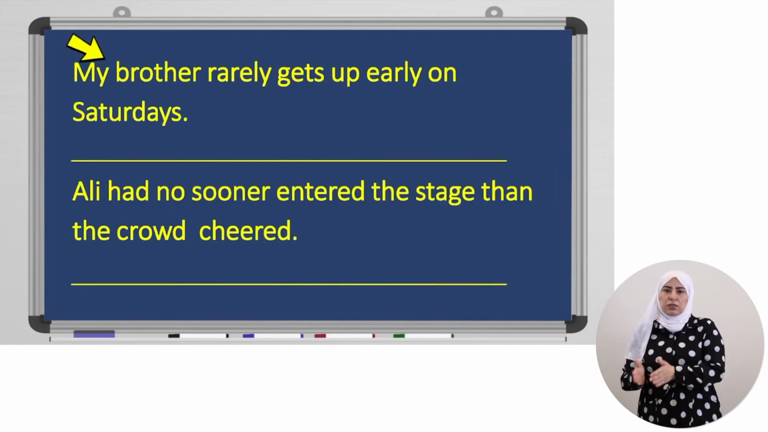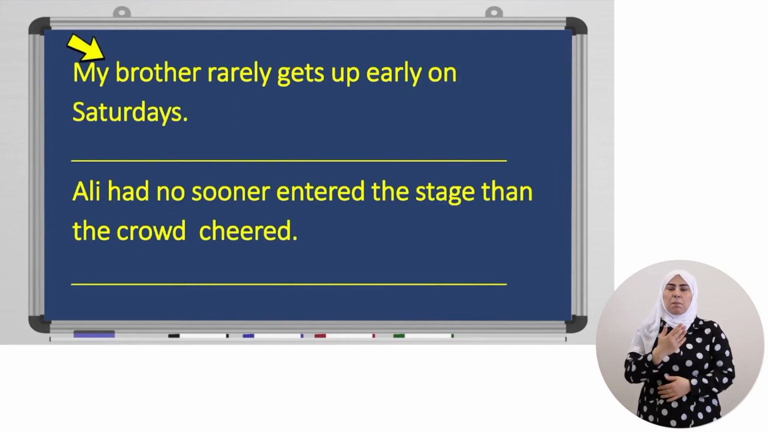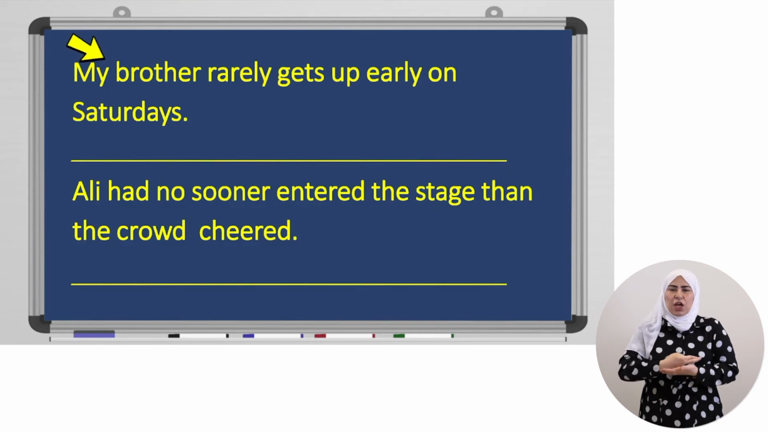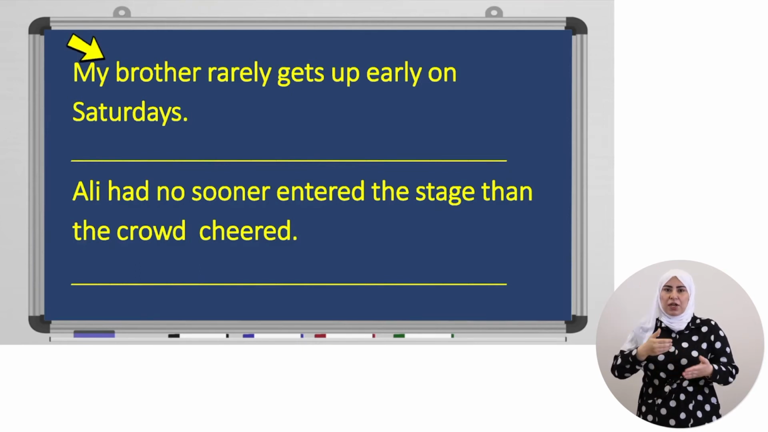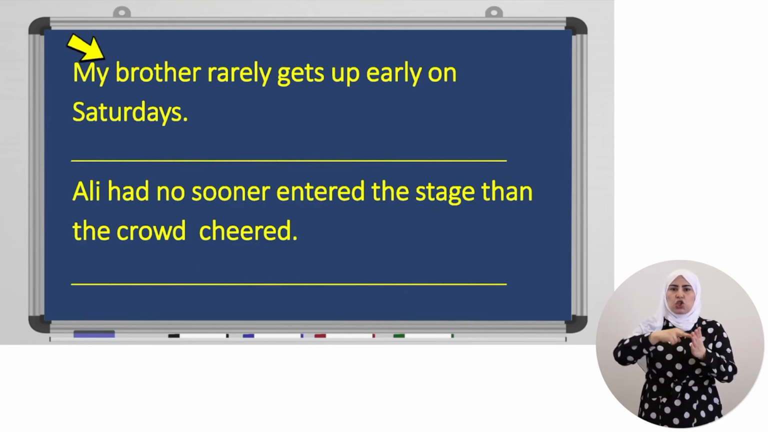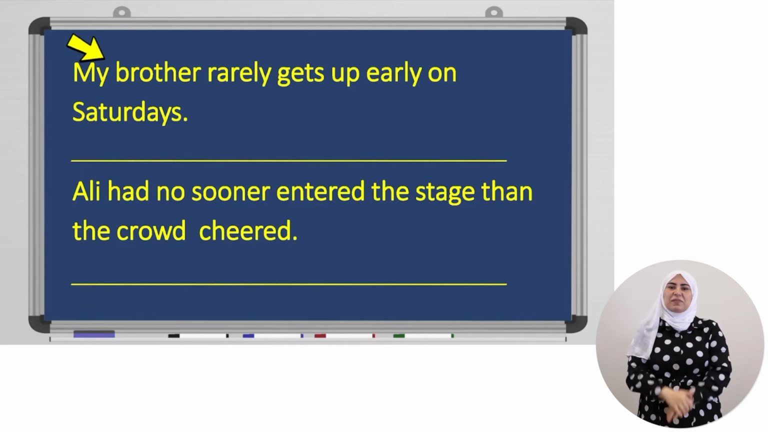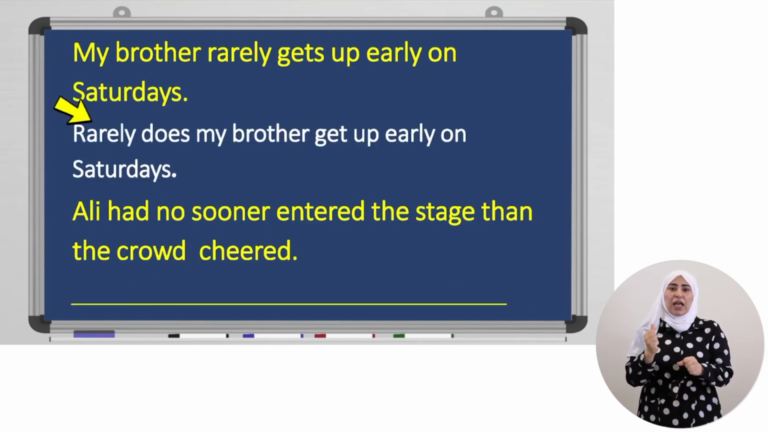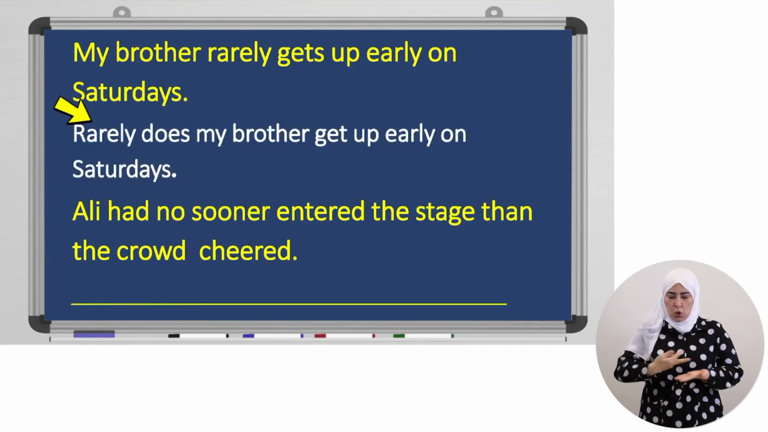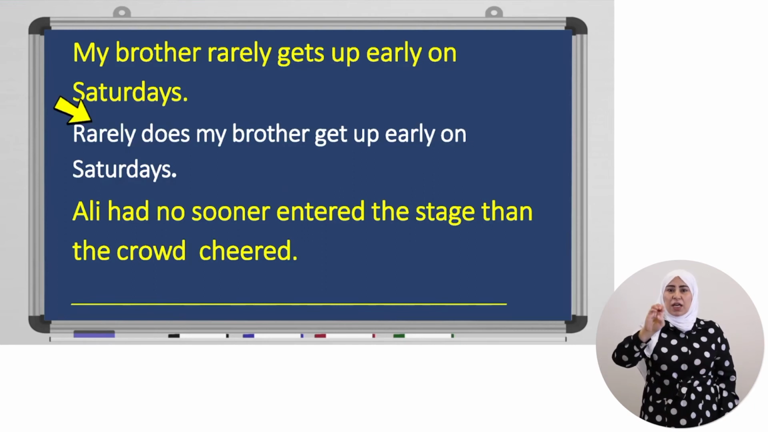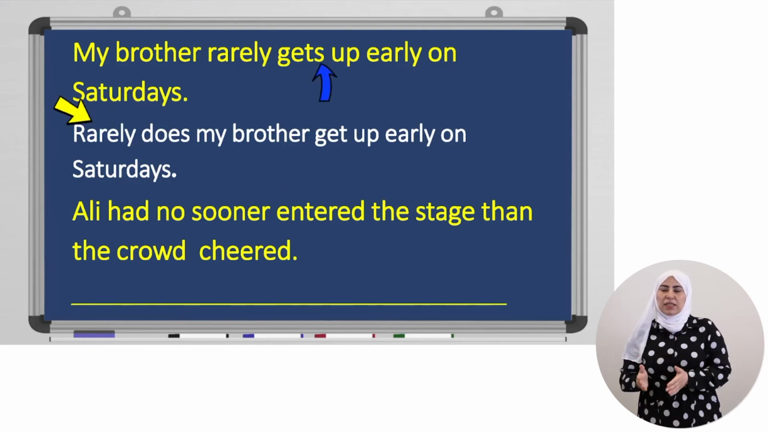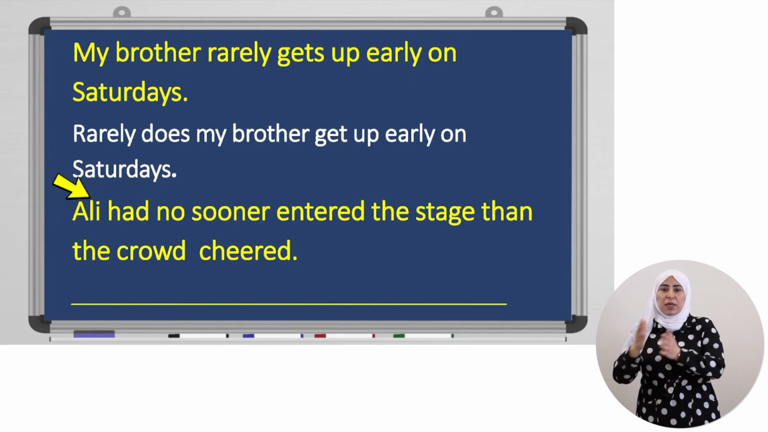Let's look at the next example. My brother rarely gets up early on Saturdays. How do we arrange the sentence, or how do we invert it? We invert it by using the equation that you all by now must have memorized. So rarely, what? We're going to add what? An auxiliary because it's not there. Rarely does my brother get up early on Saturdays. What did we remove? The S. Very, very simple. And here we have one more sentence.